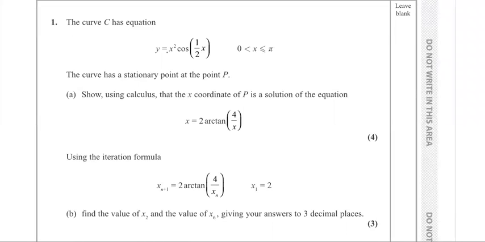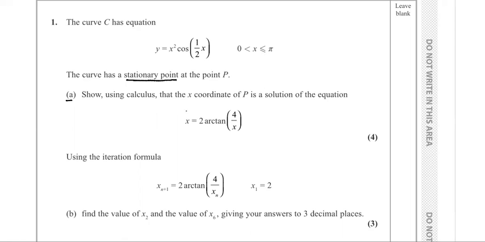Question 1 is the curve has the equation. This is the equation of the curve given, and x is from 0 to pi. 0 is not included, but pi is included. The curve has a stationary point at P. Now, you should know what is the meaning of the stationary points. Stationary points are turning points, and immediately recall how to find the stationary point. For finding the stationary point, we find the first derivative and put the first derivative equal to 0. In part A, we have to show using calculus that x coordinate of P is solution of the equation.